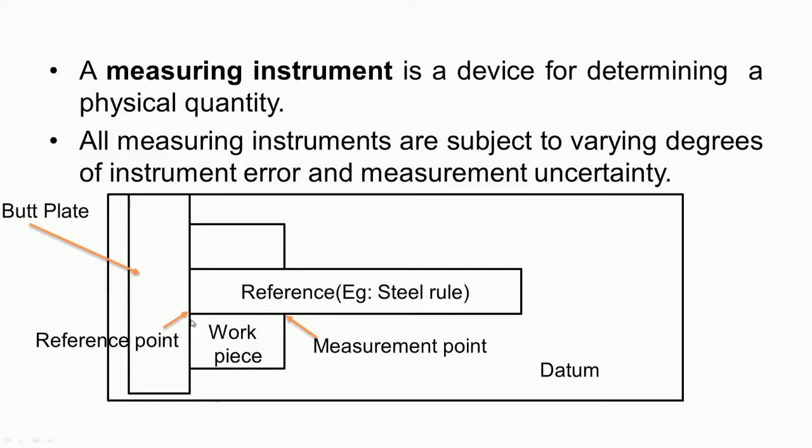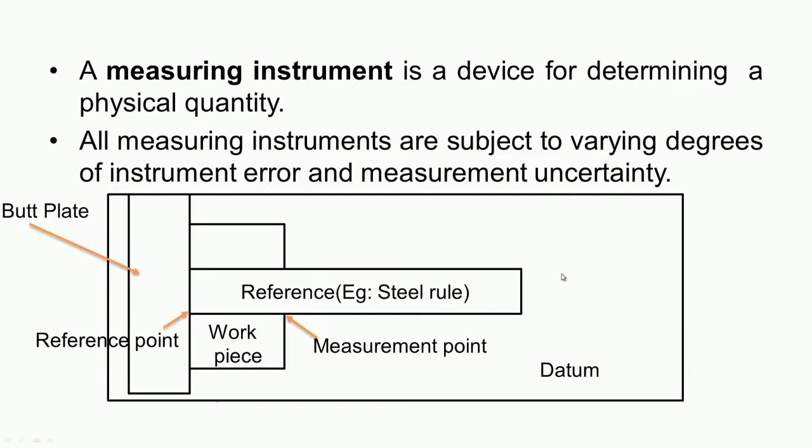So, this is the reference point, and then we look for the coinciding division on the steel rule, which division on the steel rule is coinciding with the other edge. So, this becomes the measurement point. The difference between the reference point and the measurement point is the length of the workpiece, that is the physical quantity that is to be measured.